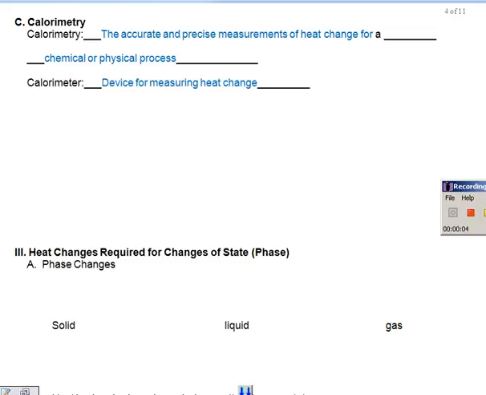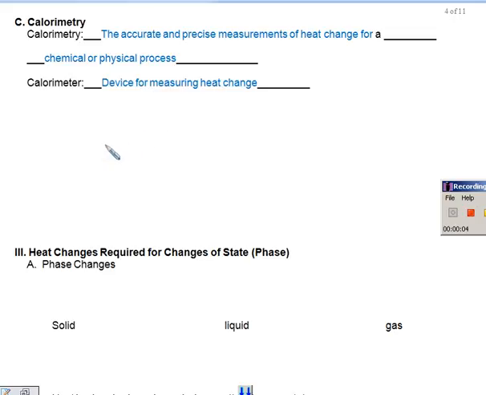This is part 3 of the thermochemistry notes. We're going to be talking about calorimetry. And calorimetry, as I have shown up there, is the accurate and precise measurement of heat changes for a chemical or physical process. And a calorimeter is a device for measuring heat.